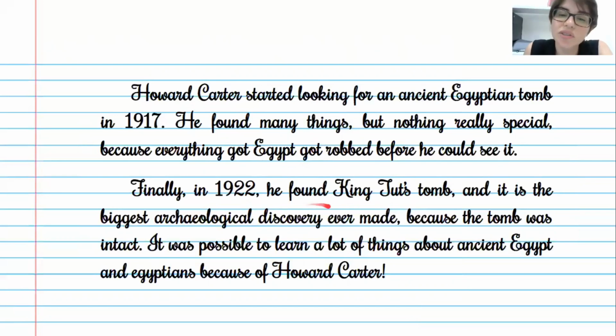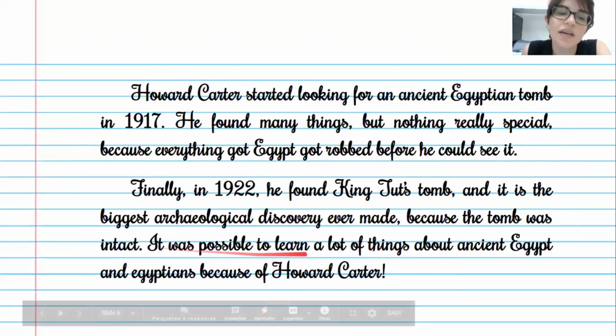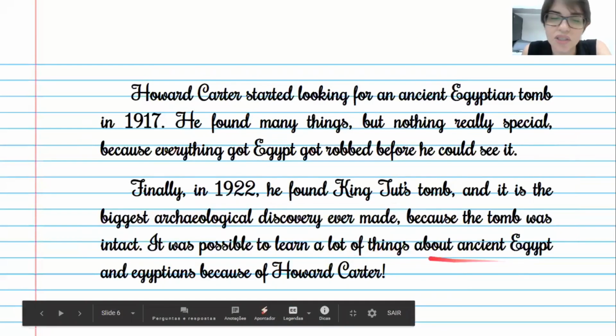Finally, in 1922, he found King Tut's tomb, and it is the biggest archaeological discovery ever made because the tomb was intact. Intact means it was never visited by anybody. It was possible to learn a lot of things about ancient Egypt and Egyptians because of Howard Carter.